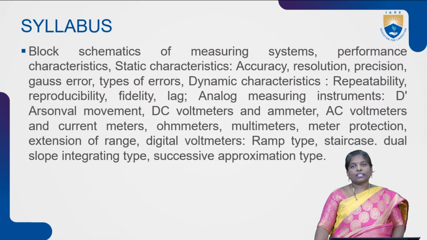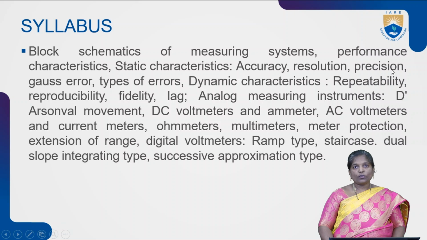Along with these characteristics, we also discuss analog measuring instruments like D'Arsonval meter, DC voltmeters and ammeters, AC voltmeters and current meters, ohm meters, multimeters, meter protection and extension of range, and digital voltmeters. In these digital voltmeters, we have ramp type, staircase, dual slope integrating type, and successive approximation type.